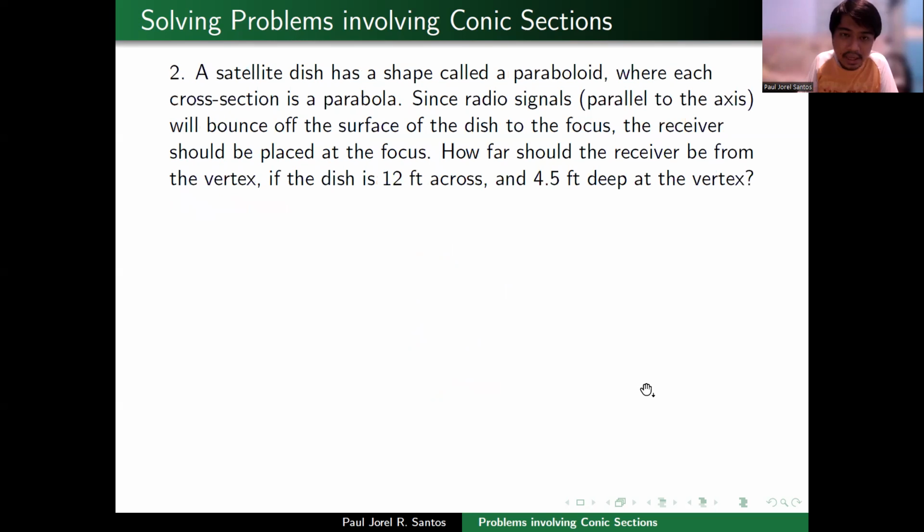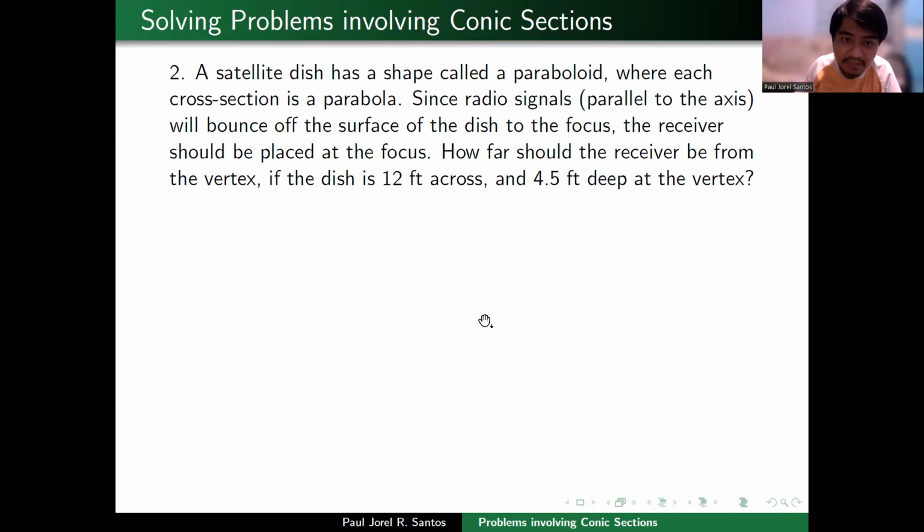A satellite dish has a shape called paraboloid, where each cross-section is a parabola. Since a radio signal, parallel to the axis, will bounce off the surface of the dish to the focus, the receiver should be placed at the focus. The question here is, how far should the receiver be from the vertex if the dish is 12 feet across and 4.5 feet deep at the vertex?